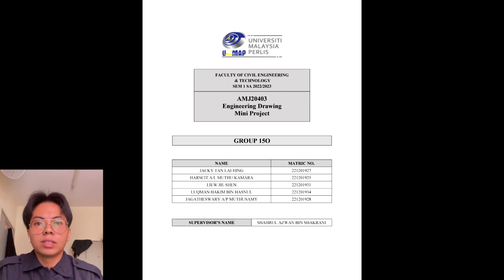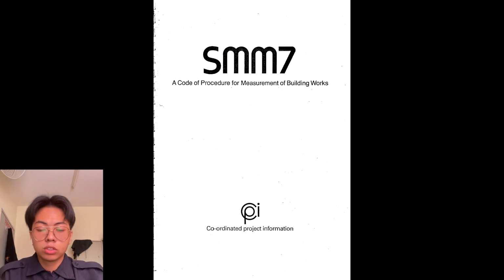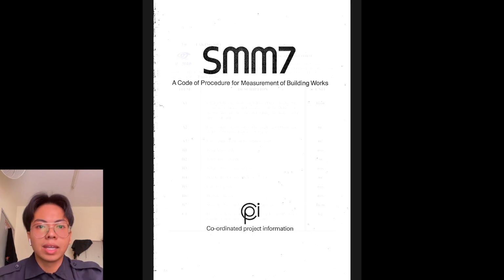So now let's move on to the standard method of measurement. The standard method of measurement used in this mini project is the SMM7. SMM7 stands for Standard Method of Measurement 7. SMM7 is able to give a set of specific measurement criteria for the development of a bill of quantity or rate schedule in order to get a tender price. It also addresses the quantification of non-quantifiable work items, contractor design tests, and also hazards.